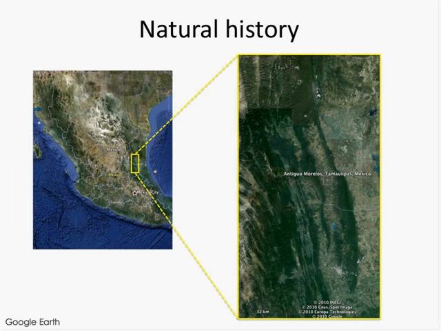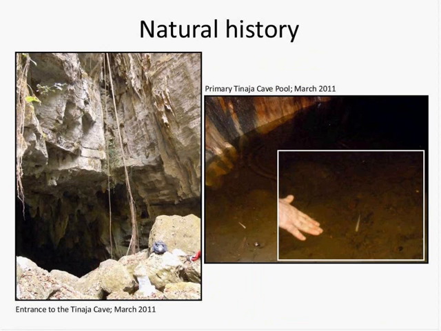We find these fish in the northeastern part of Mexico in a series of limestone caves. So you might be able to appreciate this series of mountain ranges that you see right here. There are a couple of rivers and streams. As you move into this region of Mexico, one encounters this as sort of the cave entrance. Okay, so this is a picture taken of the Tinaja cave just about a year ago this time.